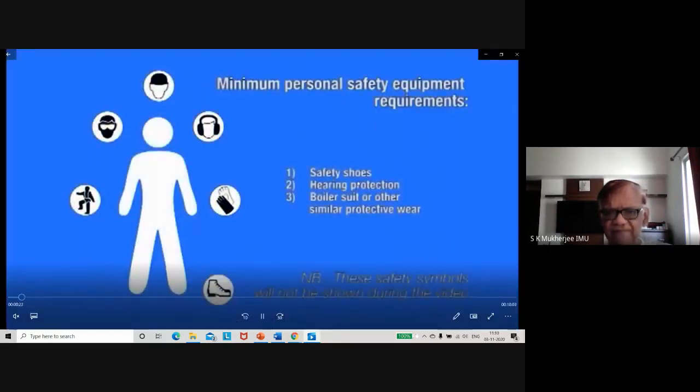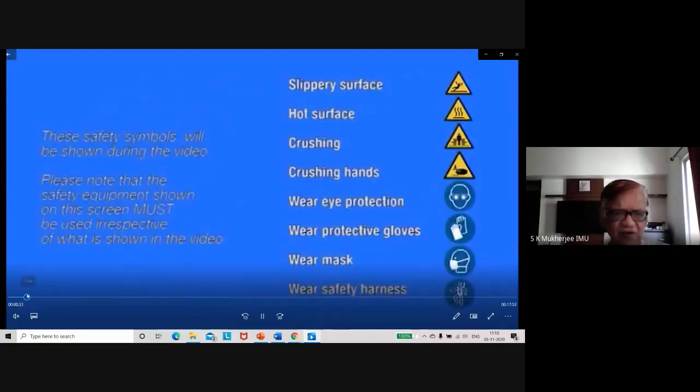Safety shoes. Hearing protection is not required because the engine is stopped. Of course, you have to wear a boiler suit and other similar protective gear. Okay, so that is it. And let's move on a little faster.